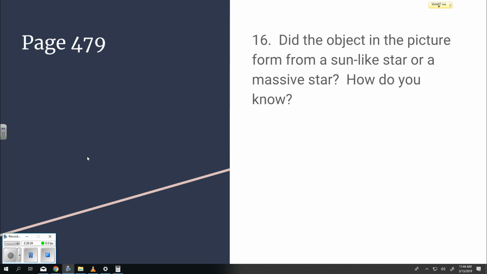Question 16. Did the object in the picture form from a sun-like star or a massive star? How do you know? Massive star, because sun-like stars do not go supernova.